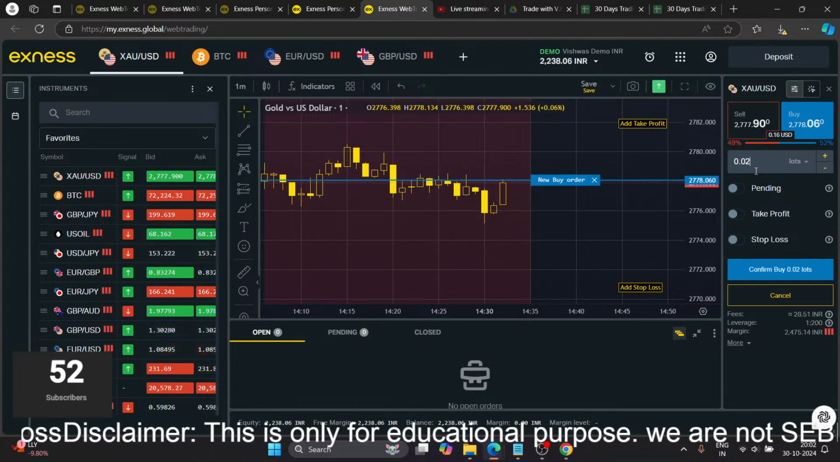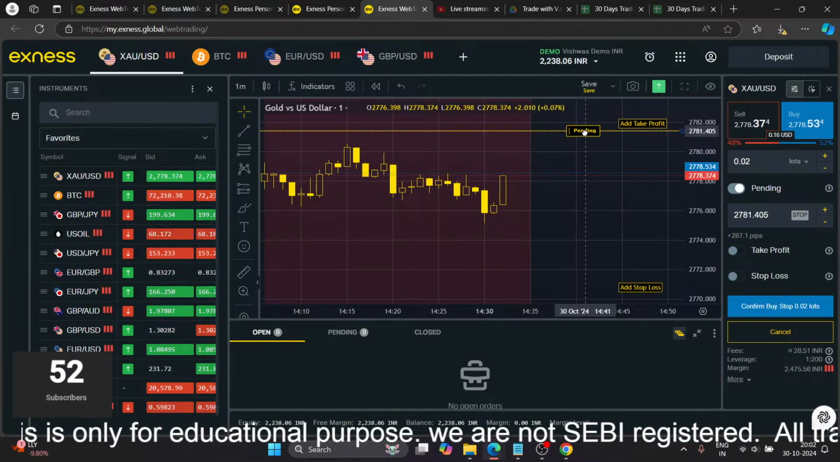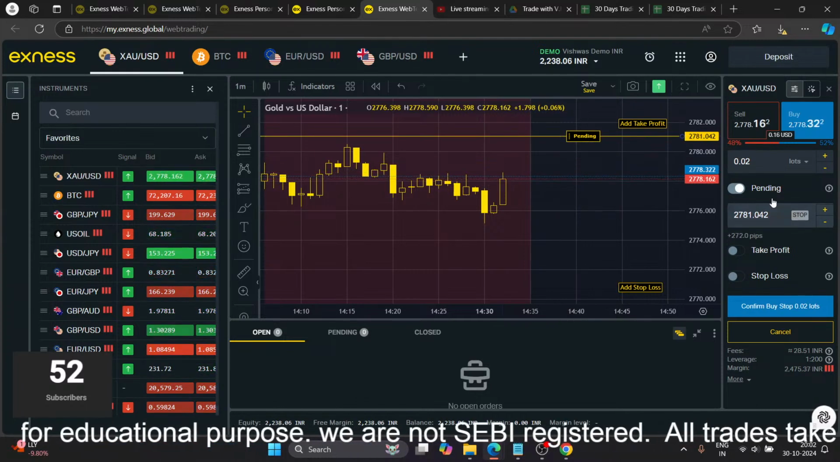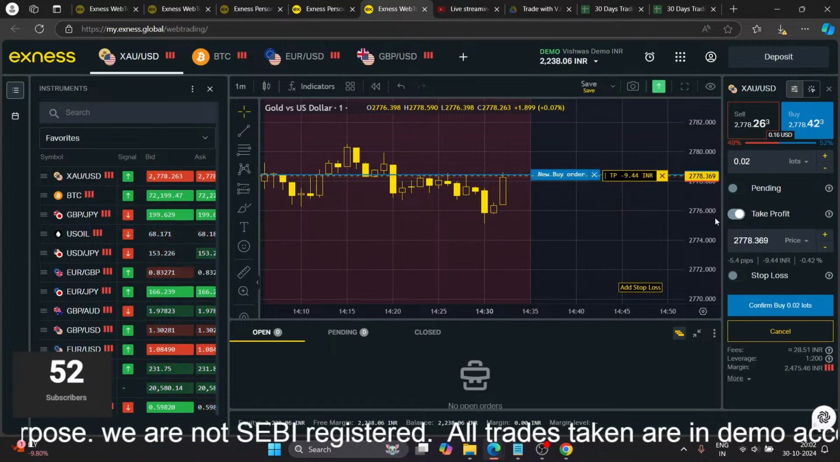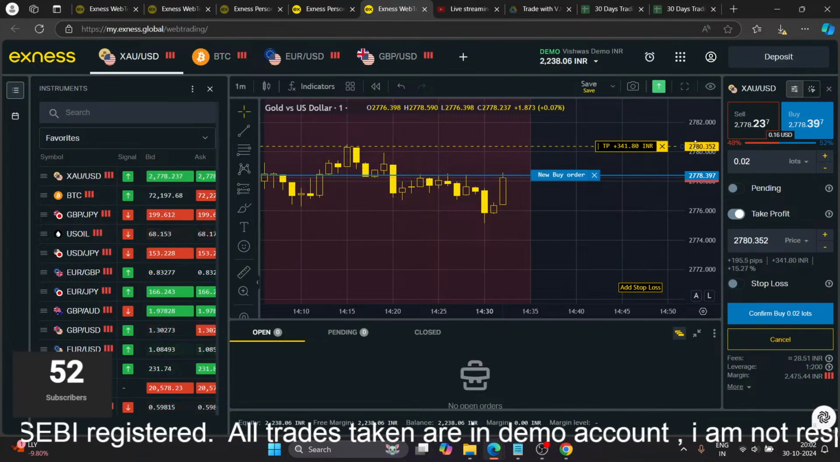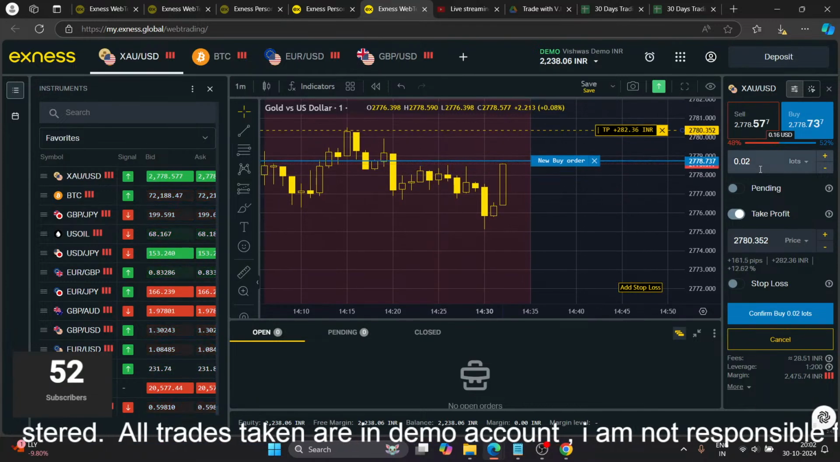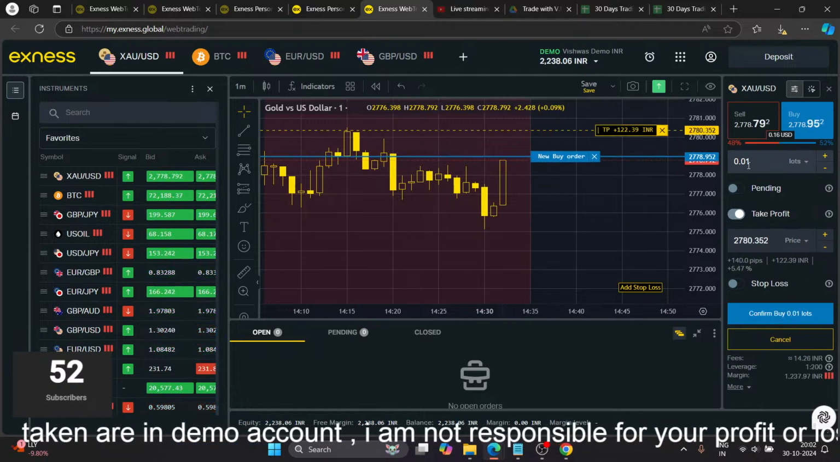Don't take more than 0.02 lots in gold. You can also keep the pending order. If the market is reaching here, the order will be executed, something like that. So take profit, you can aim for a small amount like 150 rupees. Even if you are afraid initially, you can change the lot to 0.01 actually.